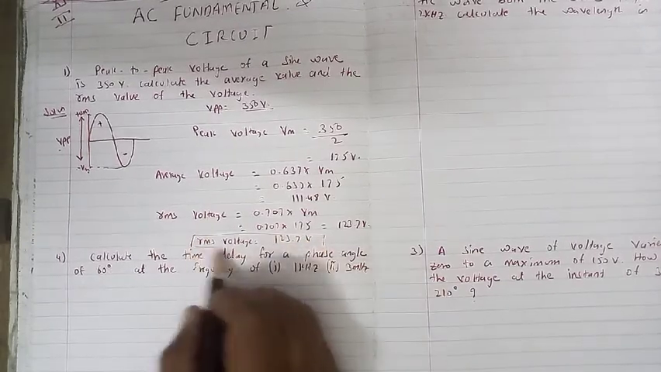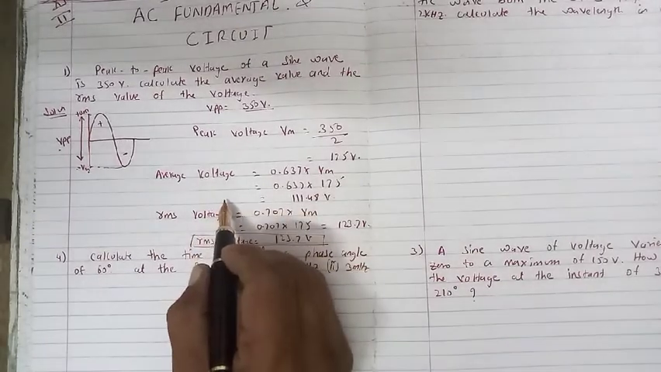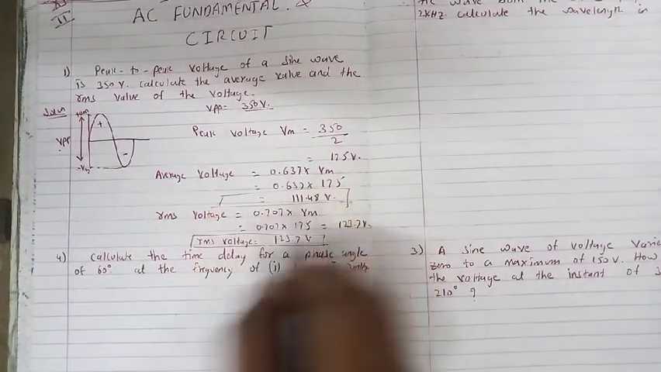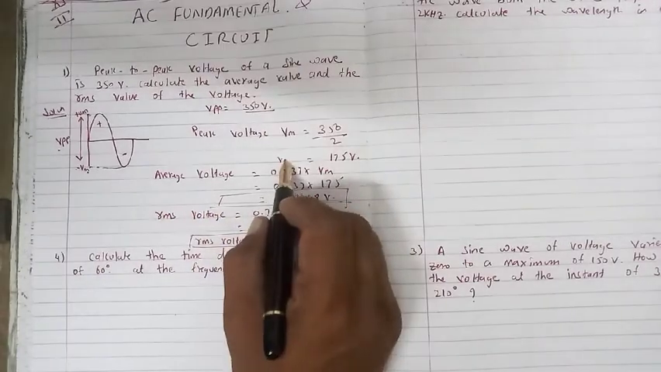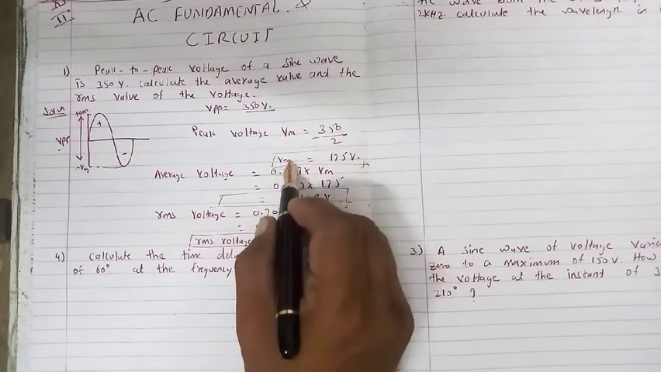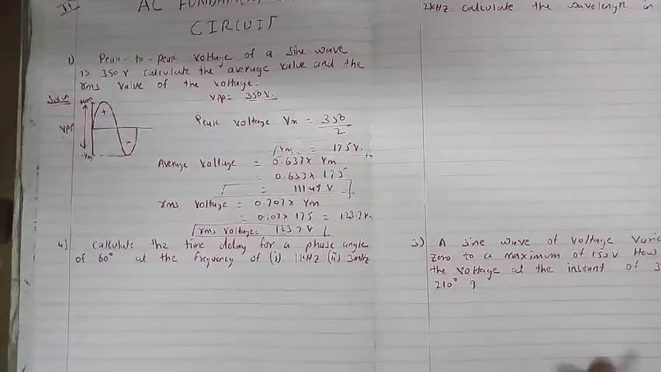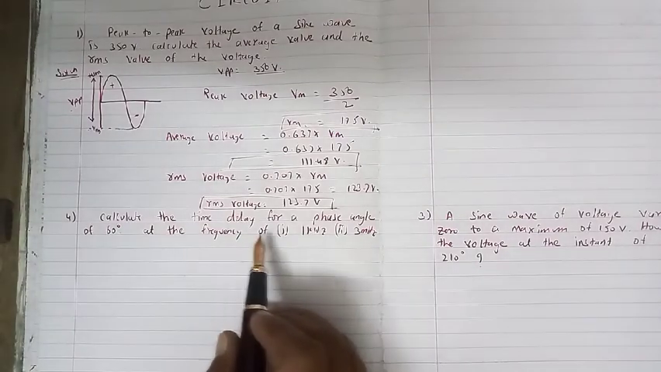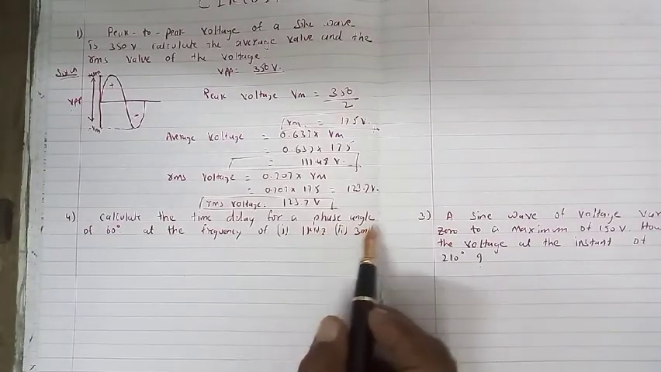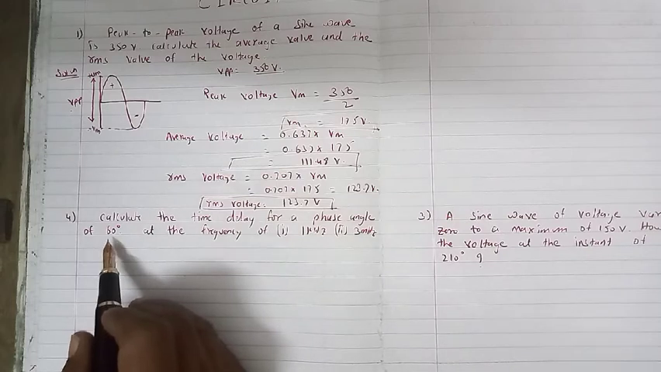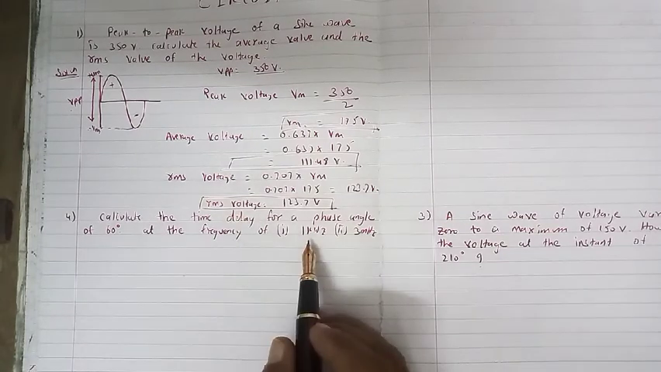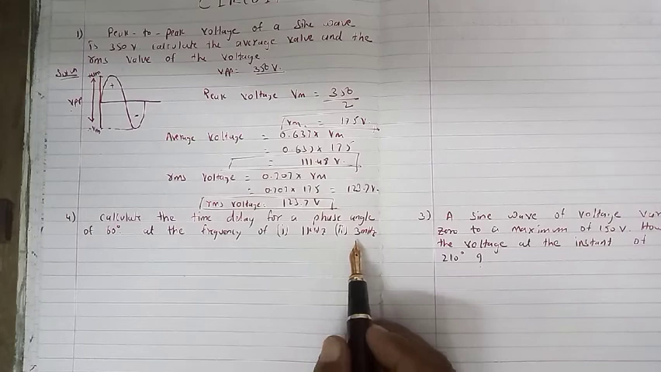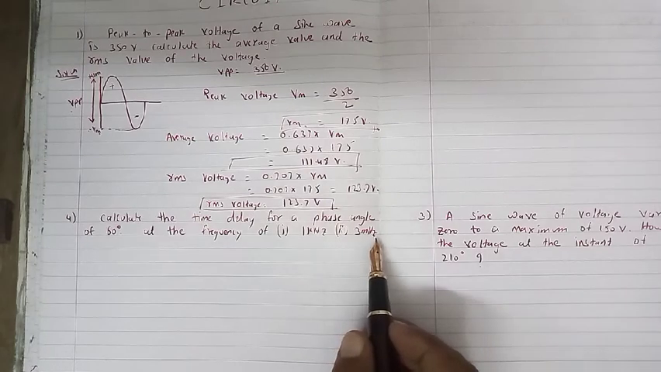Every answer that you get, you have to mark in a box so that it is highlighted. Here also Vm is equal to this one. Okay, the next one: calculate the time delay for the phase angle of 60 degree at a frequency of 1 kilohertz, and second, at 3 megahertz.